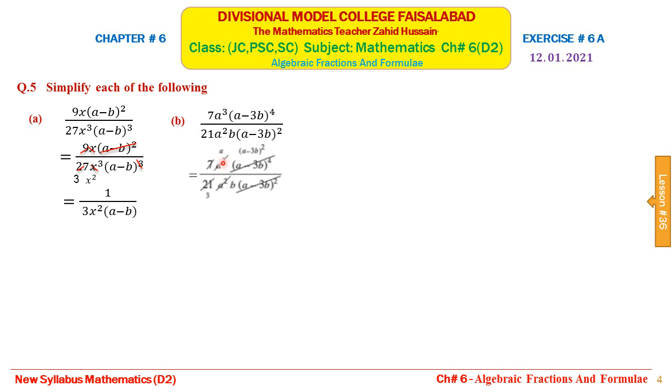A square and a cube. A cube divided by a square will leave a to its power 1. And a minus 3b power 4 divided by a minus 3b power 2, we will be left with a minus 3b power 2. So in the numerator we have a and a minus 3b whole square. We will multiply these two, and in the denominator we have 3 and b. So this is a into a minus 3b whole square over 3b. This is the final answer.